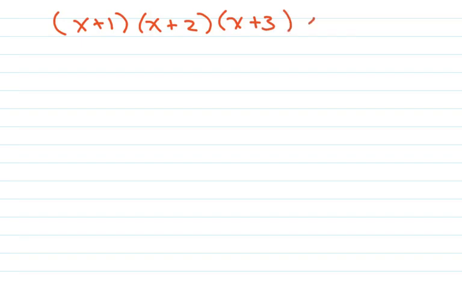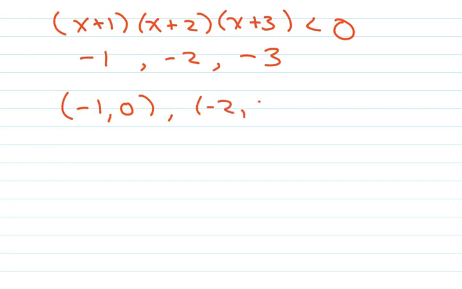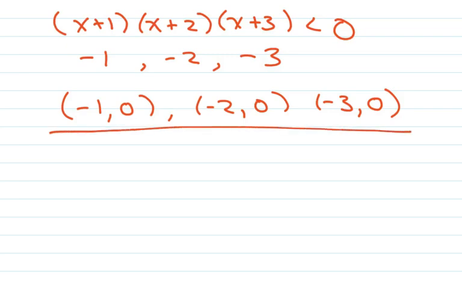Okay, the next one we have, let's see. This one has 3 parts. x plus 1 times x plus 2 times x plus 3 is negative. So our solutions here are negative 1, negative 2, and negative 3. Or you can write your intercepts like this. And those are what we're going to use for our intervals.